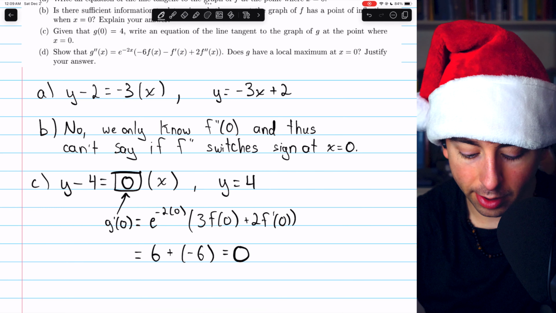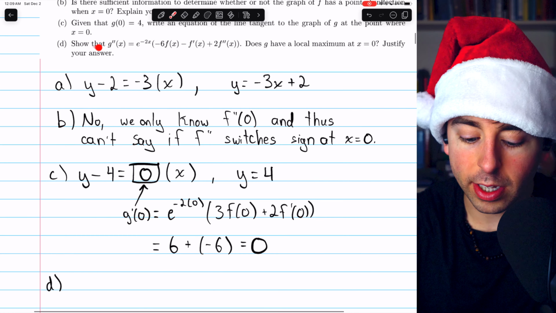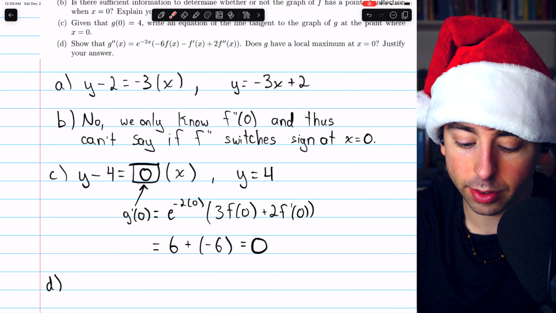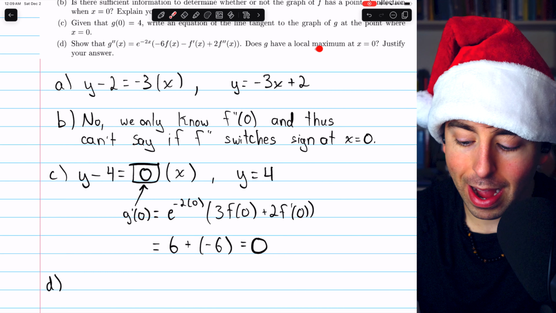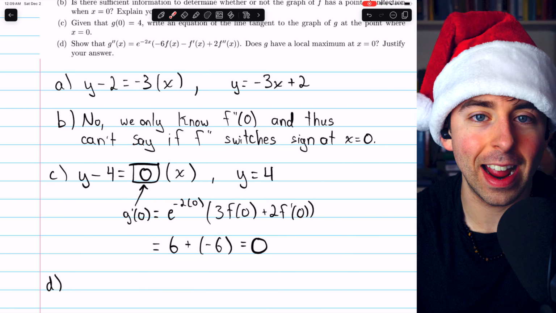Finally, let's move on to part D. Part D says, show that g double prime of x, the second derivative of g, equals this big long expression. And then we want to say, does g have a local maximum at x equals 0 or not? And we need to justify our answer.